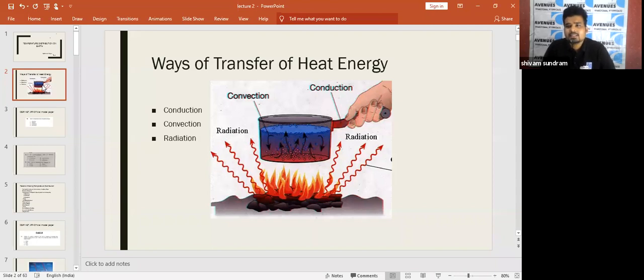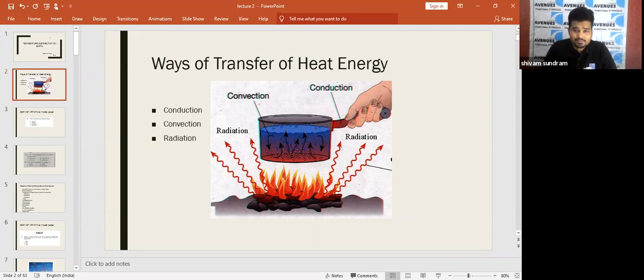So heat is energy. It never means that this particular body is more warm or more cold. That is temperature. If we consider hotness and coldness, then we are considering temperature. Temperature is nothing but the average kinetic energy of a particular object. If the kinetic energy is more, it has more temperature. If its kinetic energy is less, it has less temperature. So let's start with the first term, that is conduction.